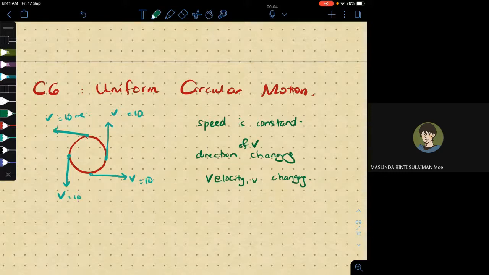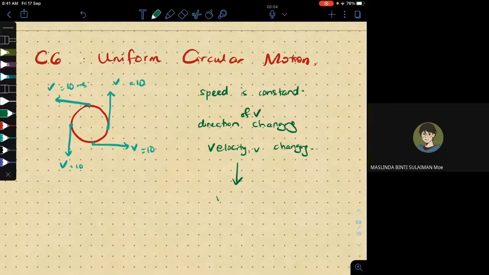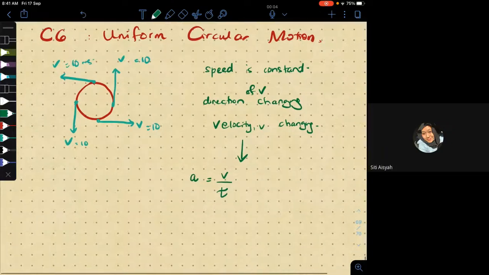Jadi apabila velocity berubah-ubah, apa yang berubah-ubah lepas tu? Anyone? We know that when velocity changes over time, so what happened then? Acceleration. Acceleration berubah. Yang lain faham ke? Miss tanya betul-betul ya, jangan buat faham pula. Okay. So acceleration berubah.